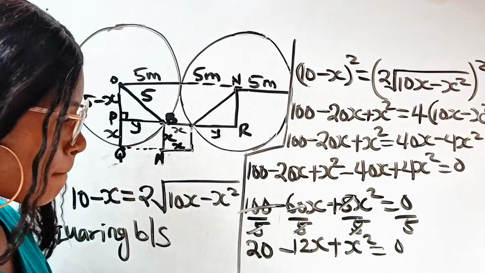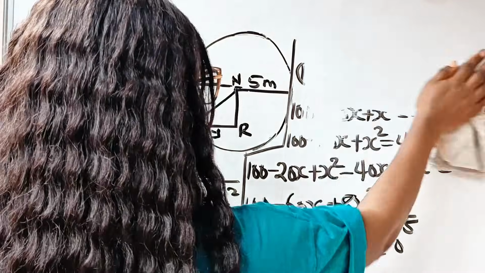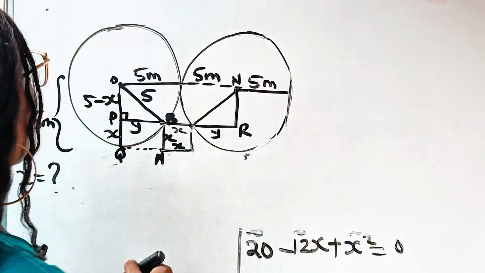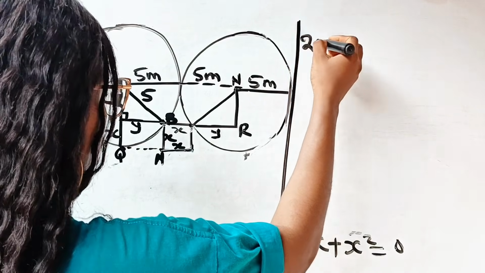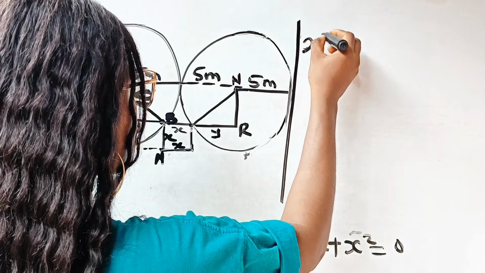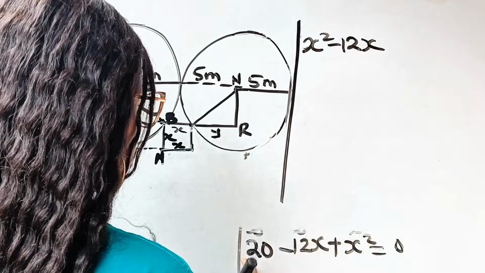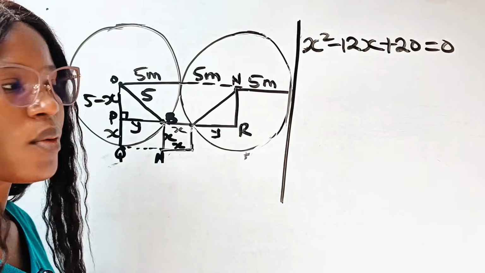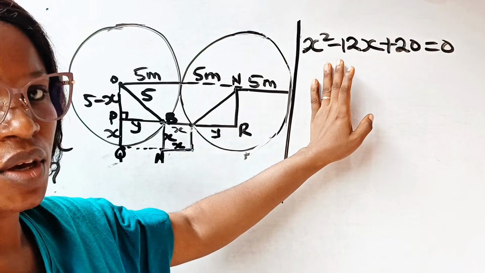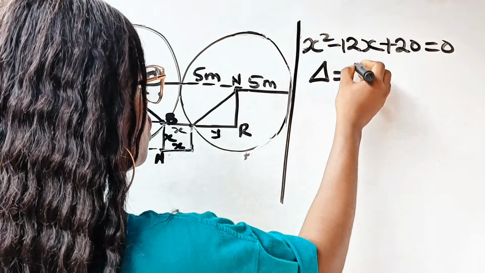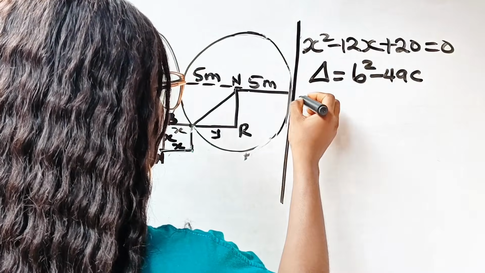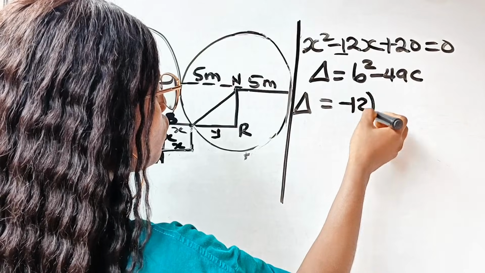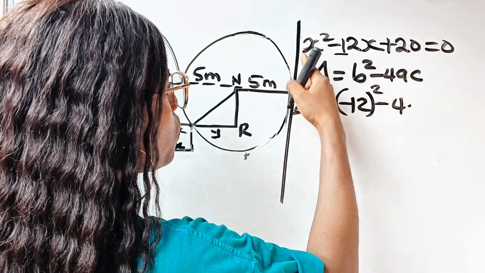So this is the quadratic equation we'll be solving now. All right, so let's rearrange. Let's write x squared first, followed by minus 12x, followed by 20 is equal to 0. Okay, now at this point, we need to solve this using the quadratic formula. So let's find our discriminant, which is b squared minus 4ac. So the discriminant will be equal to, our b is negative 12, so we have negative 12 squared minus 4 multiplied by our a is 1 and our c is 20.